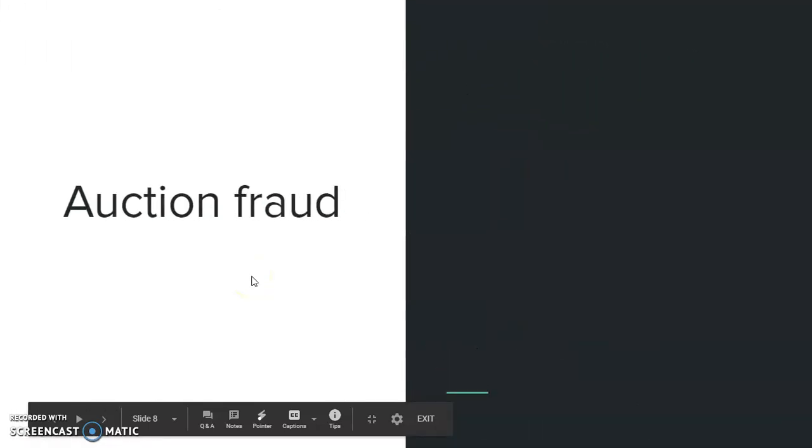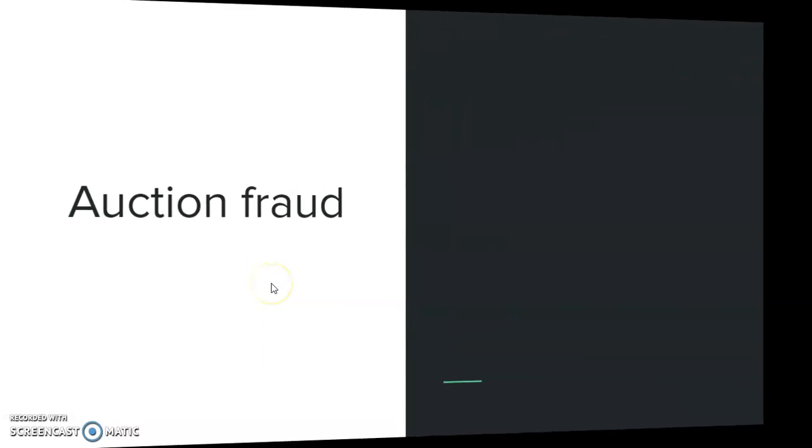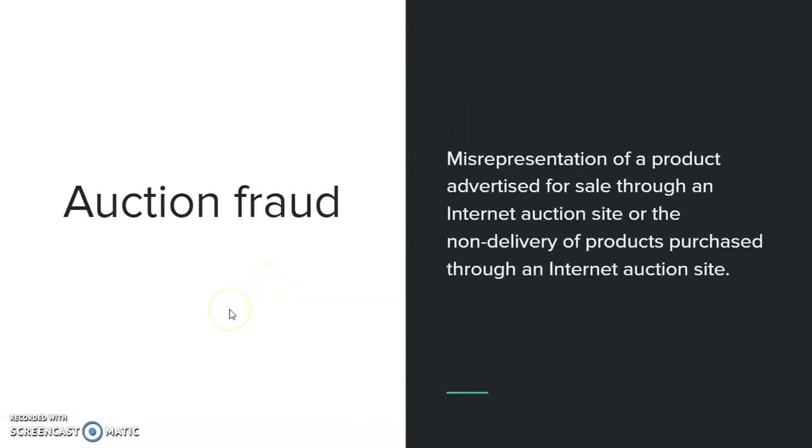Auction fraud. What is auction fraud? Auction fraud is misrepresentation of a product advertised for sale through an internet auction site, or non-delivery of products purchased through an internet auction site. So be very careful. Auction fraud takes place on sites such as eBay, where the auction is open for a significant amount of time. You can bid a price to purchase an item, and if you end up with the highest bid at the end of the auction period, normally you are awarded that item for the price that you have agreed to pay.